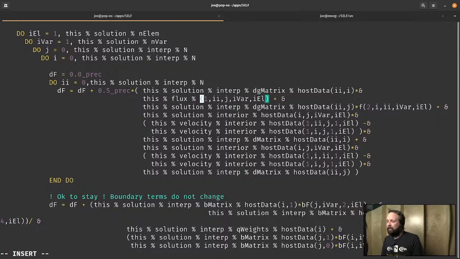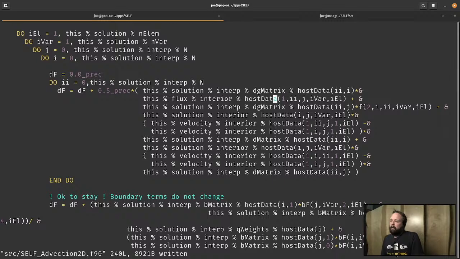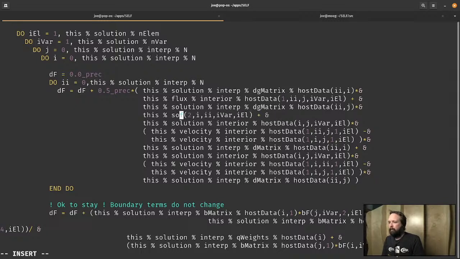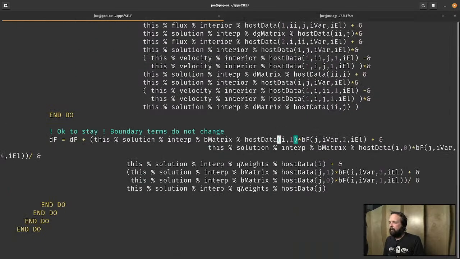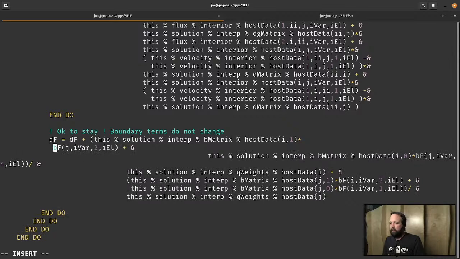All right, so we want flux, and we want interior, and we want it on the host data. Cool. All right, where's the other one? I got another one down here. Nope, I want flux, and I want interior, and I want host data. Great, so I took care of those. Let's get these BFs. I'll definitely clean this up. This looks ugly. And I did not assign that DF on the way out here, so we'll go ahead and fix it up.